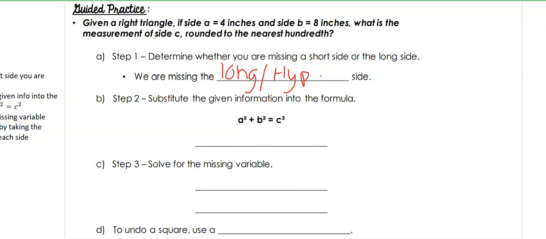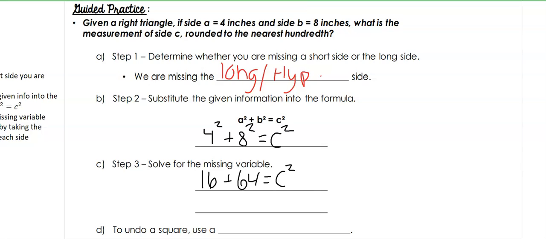So now for step 2, we want to substitute in the information given. So I know that a is 4, so I have 4 squared, plus I know what b is, which is 8, so I have 8 squared is equal to c squared. So now I can simplify and solve for my missing side length. 4 squared is 16, and 8 squared is 64. And that is all equal to c squared.